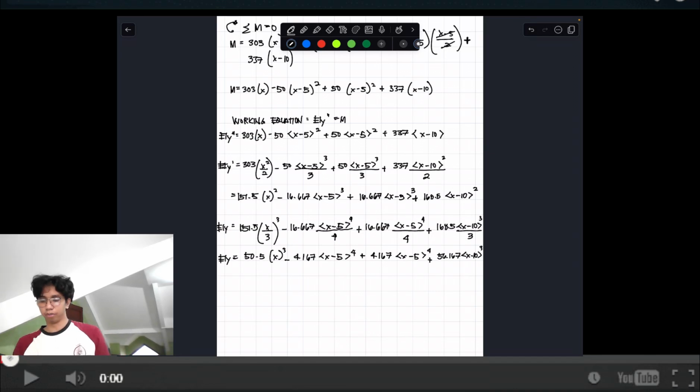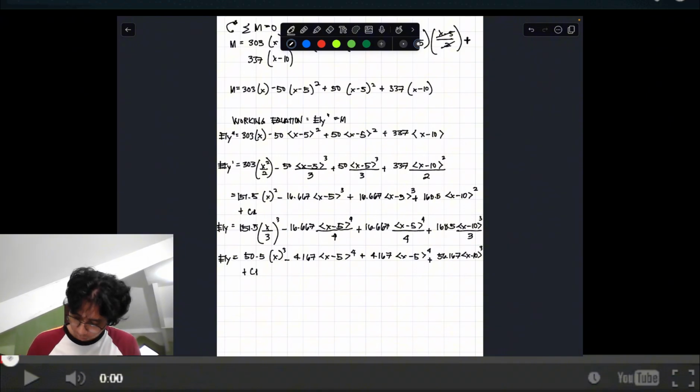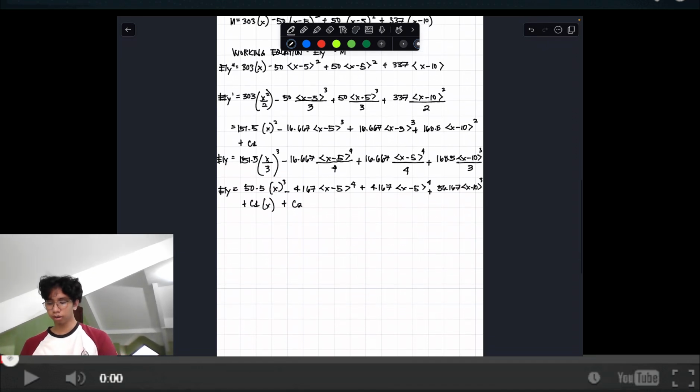Okay, so yun na ang ating... Hindi, may nalimutan pala ako sa first integral natin. Dapat sa first integral natin magdadagdag tayo ng C1. Yan. So sa second integral, 6.167 (x minus 10) to the power of 3, plus C1 multiplied by x, plus C2. Okay.